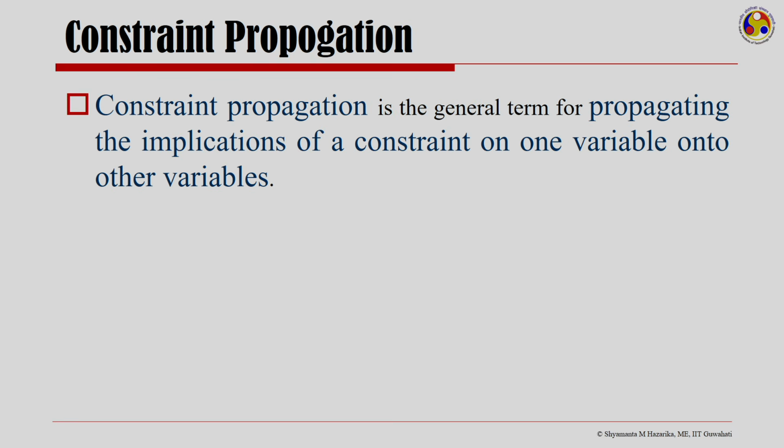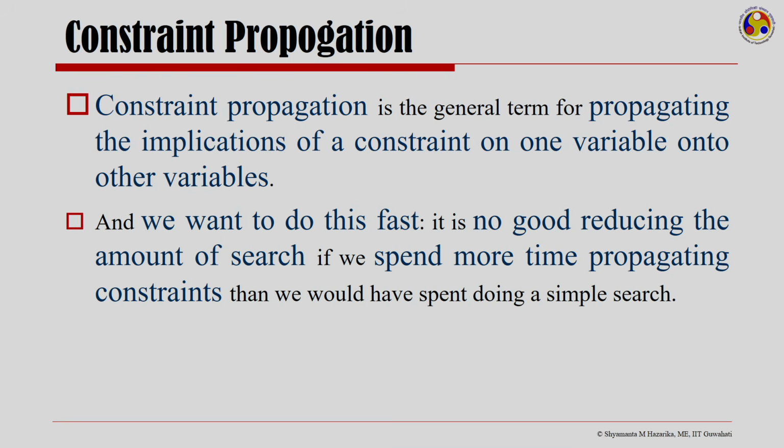Constraint propagation is the general term for propagating the implications of a constraint on one variable onto other variables, and we want to do this fast. It is no good if I want to reduce the amount of search, but we spend more time propagating constraints than we would have spent doing a simple search. There is no point in propagating the constraint. So, we want very fast propagation of constraints.